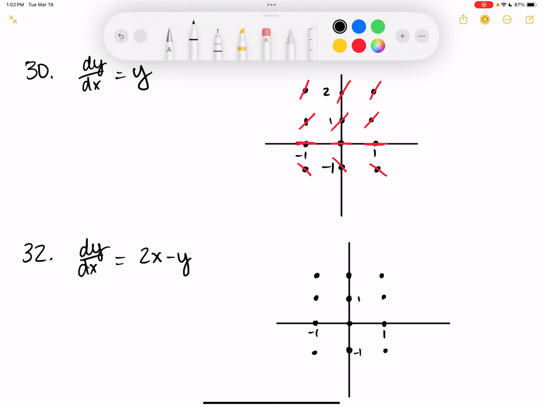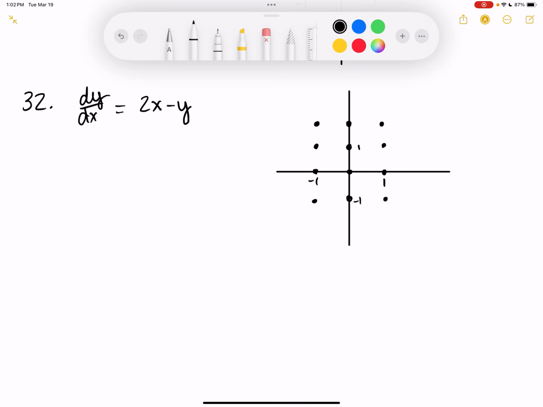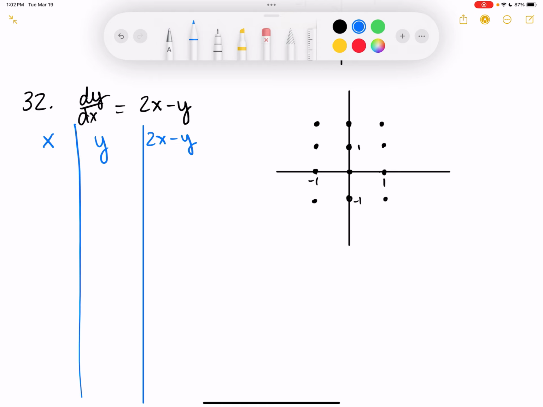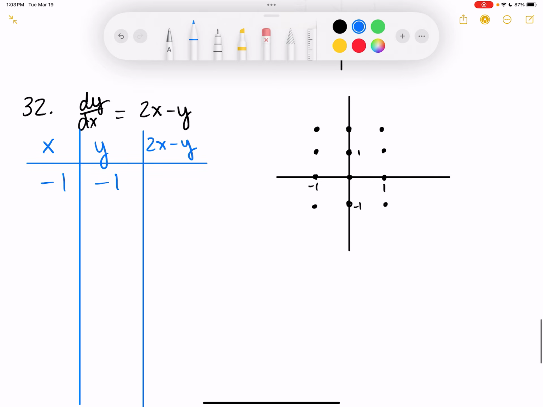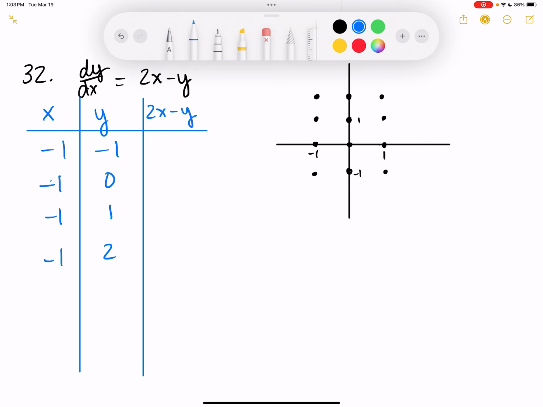Okay, so let's do a table on this one just for practice. We'll do x, y, and then 2x minus y. We probably don't necessarily need a table for this one because I think y'all could do this in your head, but, you know. All right, so let's start at -1, -1. Let's do -1, 0, -1, 1, -1, 2. Let's do those ones, and then we'll do the next row of them.